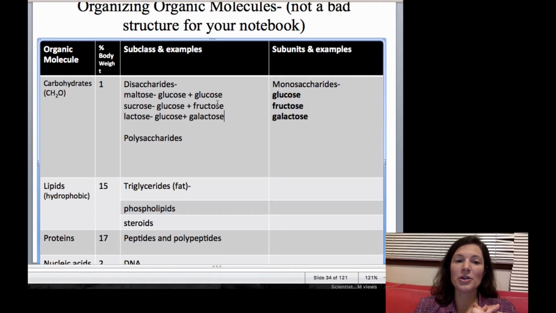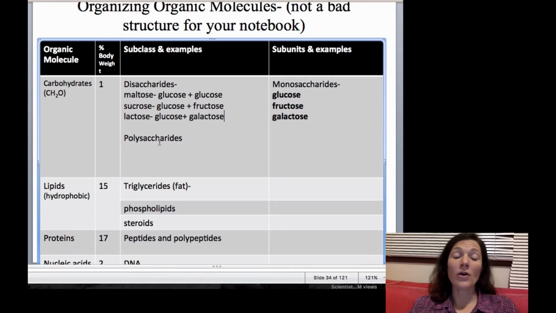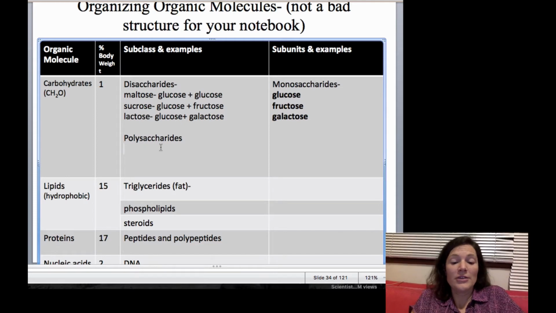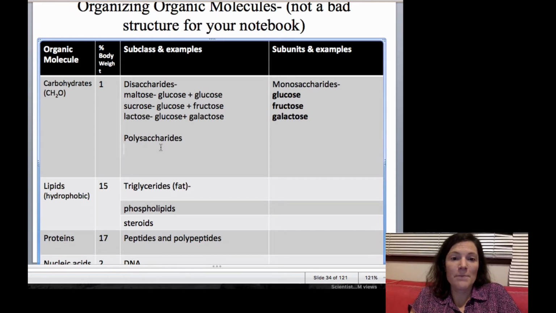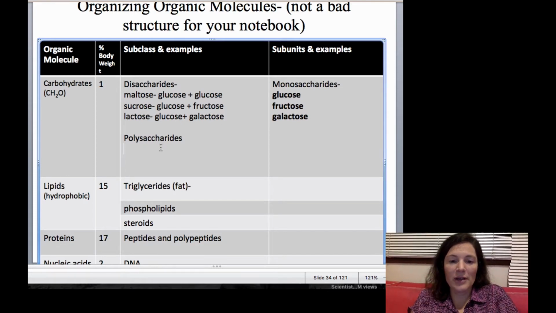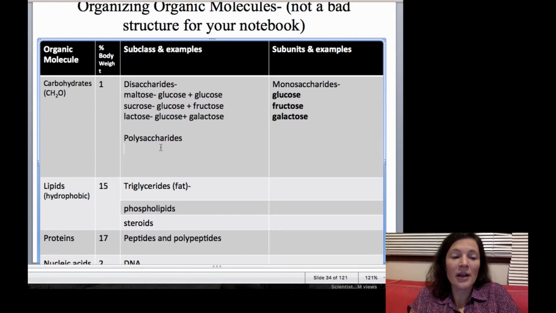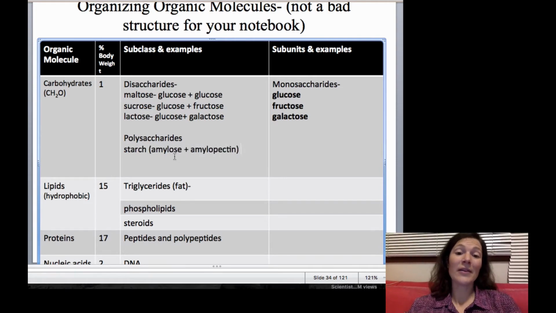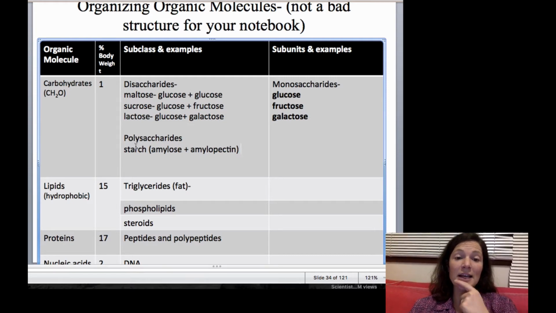Polysaccharides, we wouldn't call them sugars, but they're also composed of monosaccharides. And as you've probably seen, the really common polysaccharides are made of glucose. And so just to put these in from part B of your little assignment, starch is made of amylose and amylopectin. You might get asked about the differences between those structures. We'll look at that in a second.